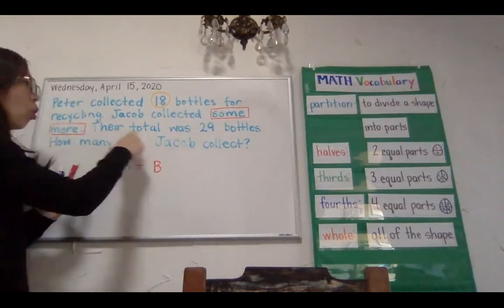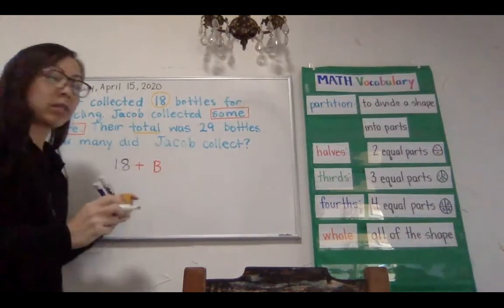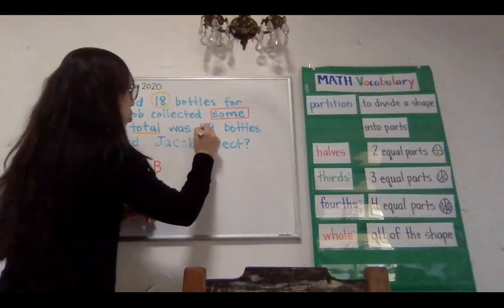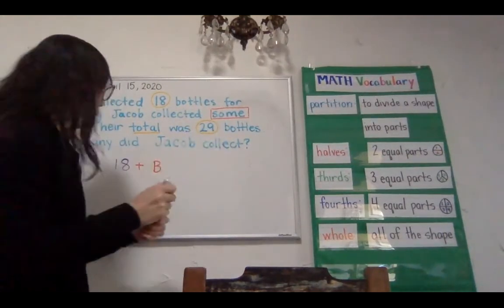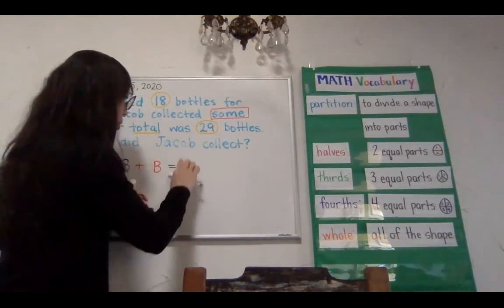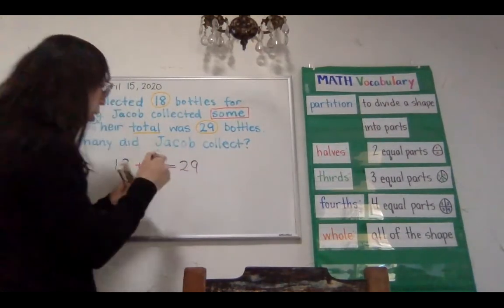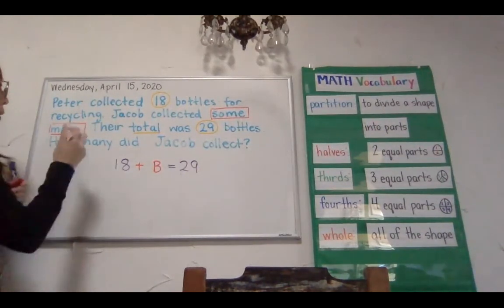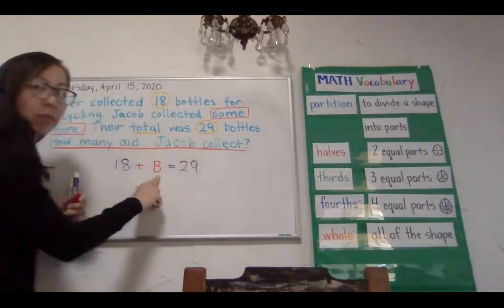Well, it says their total. So do you see that keyword total? That's important because it tells us what? It tells us sum. So their total was 29 bottles. So the sum of what they both collected was 29. Oops. Not a 1, a 29. So that means that our job right now is to figure out how many did Jacob collect? And that's our B right here.